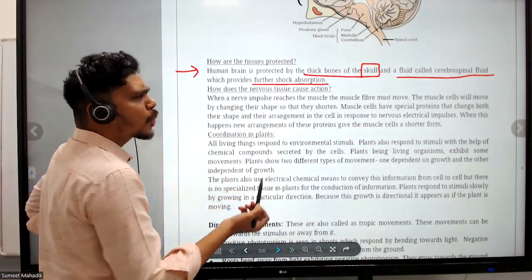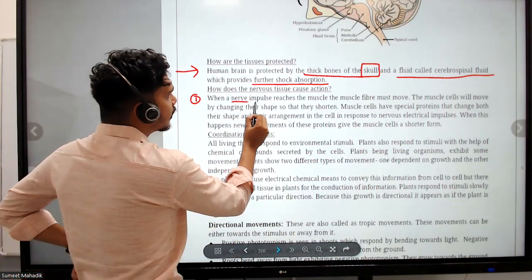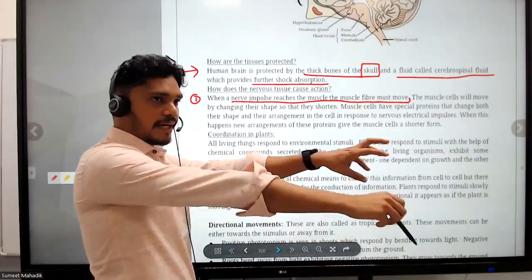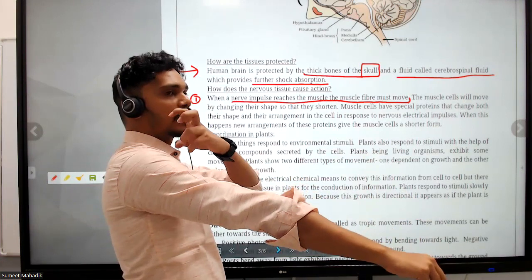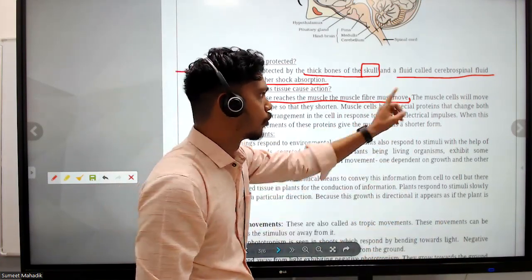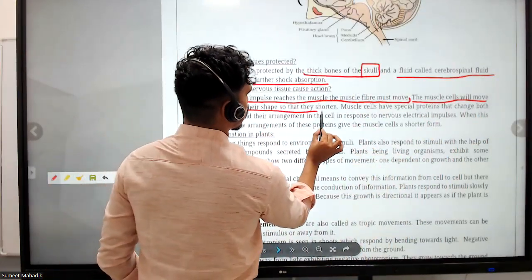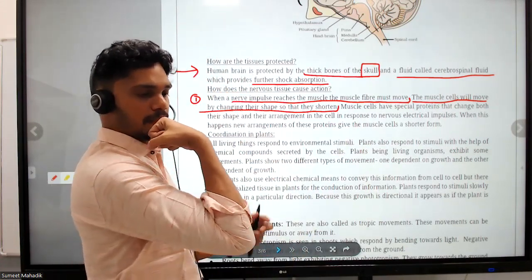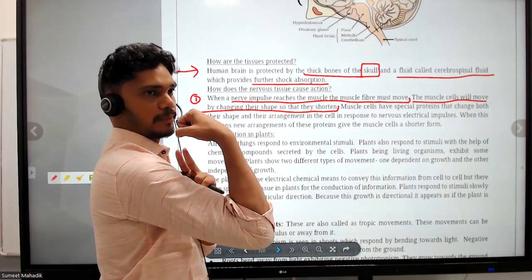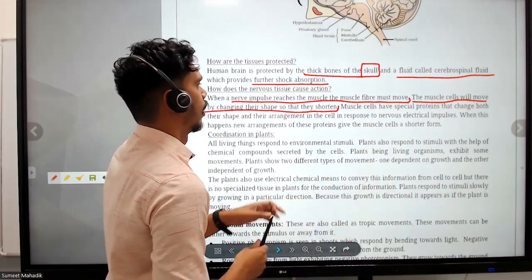How does the nervous tissue cause action? How do they perform the function? First, when a nerve impulse reaches the muscle, the muscle fiber must move. If I get a message from the sensory one towards the relay one, and now the relay has to be given to the motor one, so the muscle has to be moved. The muscle cell moves by changing its shape so that it shortens. This is the relaxed position. When they are moving, that means shorter positions. So the muscle has to be shortened so it can move.